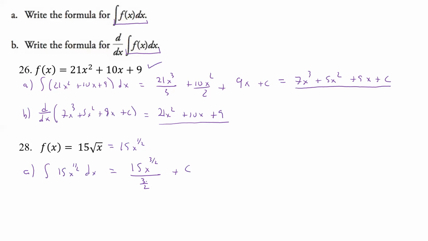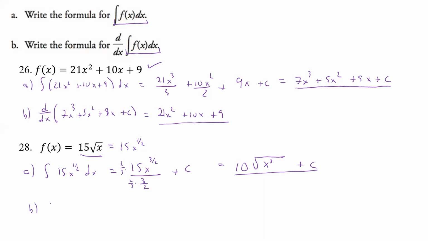Now, what can we do? Well, we can flip this over and multiply by 2 over 3. 3 goes into 15 five times, 5 times 2 is 10. So it's going to be 10, and then x to the 3/2. Remember, that's going to be the square root of x cubed. And then we still have plus c. Okay, so that would be the integral of our original function.